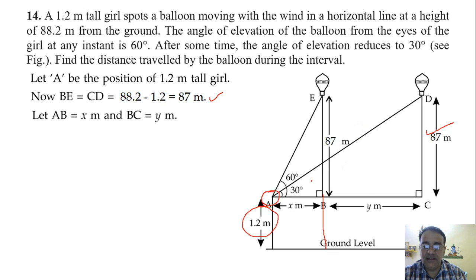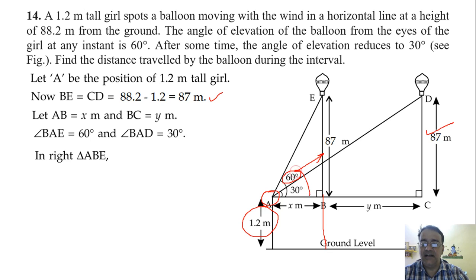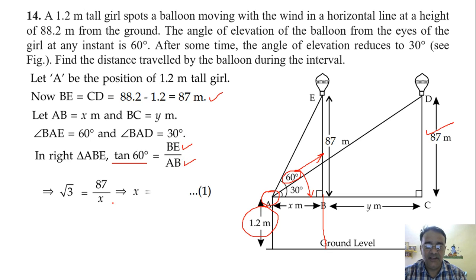Now we will find out the right triangles here. How many right triangles do we have? Two. ABE and ACD. Very good. We'll take them one by one. First ABE, the smaller triangle. We can use either tan theta or cot theta; let us use tan theta. Tan 60 degree is opposite by adjacent, that is BE by AB. Tan 60 degree is root 3, so root 3 equals 87 upon x. So x will be 87 upon root 3. Let it be equation number 1.